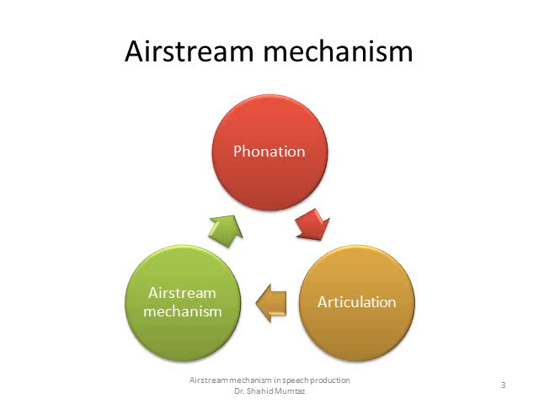There are three main components of speech production, including phonation, articulation, and airstream mechanism. So, along with phonation and articulation, airstream mechanism is one of the three main components of speech production.